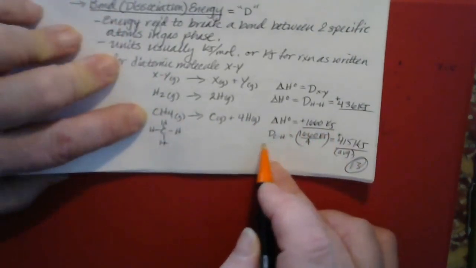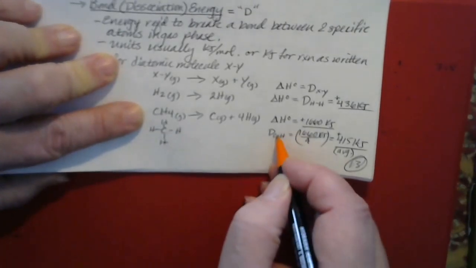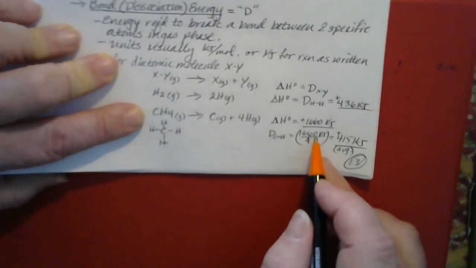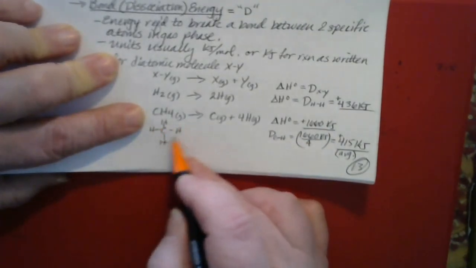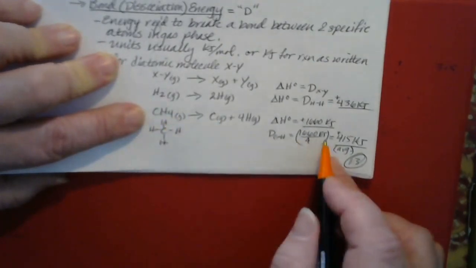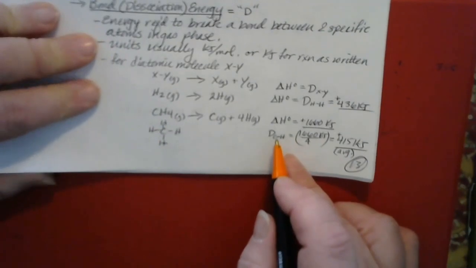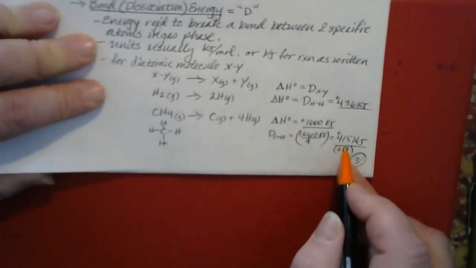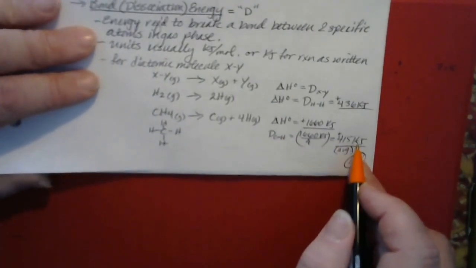And what that means is that the bond dissociation energy for the carbon-hydrogen single bond would be that number divided by 4, because there are 4 carbon-hydrogen single bonds in the 1 methane. And so the bond dissociation energy for the carbon-hydrogen single bond would be 415 kilojoules.